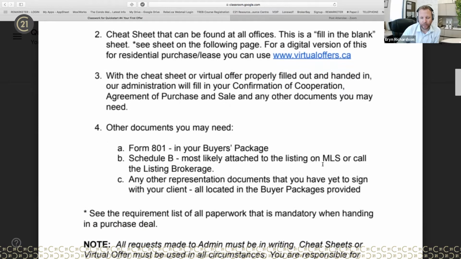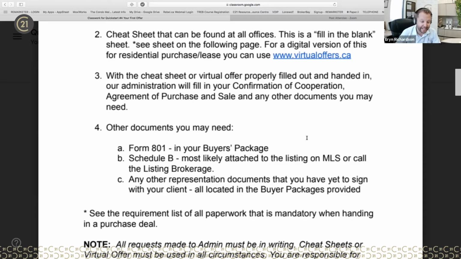Other documents you may need. So we have Form 801 to consider. Obviously, most, if not all, offices are now demanding 801 to be filled in. So fill it in. It's in your buyer's package in web forms, but we will also send that. Schedule B. Now that's one that I tend to forget. I fill out all the paperwork, and when I was selling, I was like, oh yeah, I forgot to go get Schedule B.